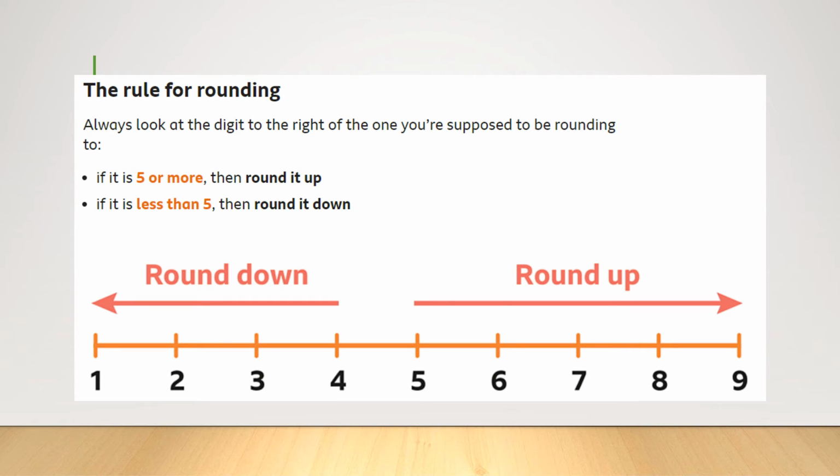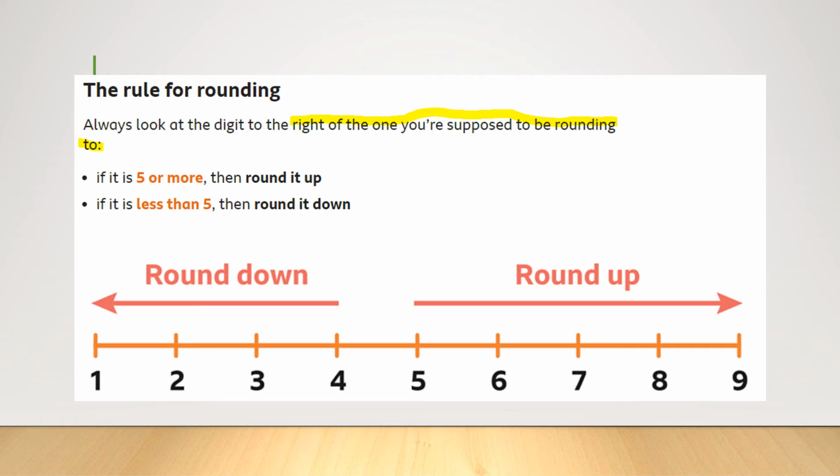Okay, so within the video, it taught us a very important rule for rounding. Always look at the digit to the right of the one you are supposed to be rounding to. Okay, so if I'm rounding to the nearest 10, I look at my ones column. If I'm rounding to the nearest 100, I look at my tens column. If I'm rounding to the nearest 1,000, I look at my hundreds column.